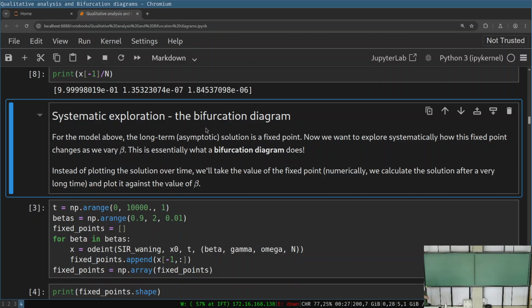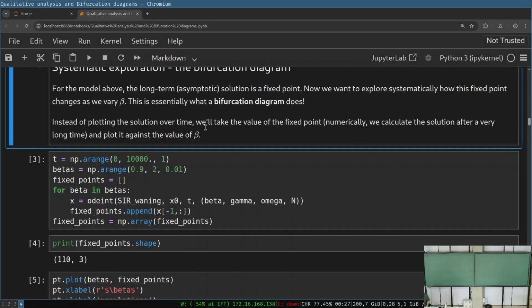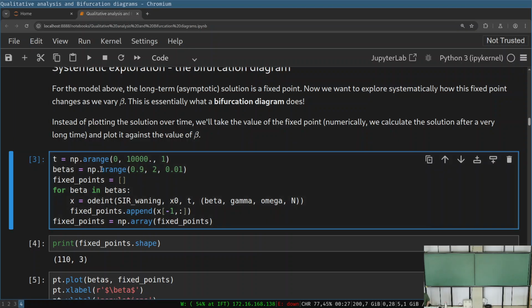And for each of them, I'm going to look at the final solution, okay? After a long time, the final solution. Pretty much like I just did with the final size of the epidemic. I run for several values of beta. So here I choose this range of betas from 0.9 until 2, with steps of 0.01. And I choose, again, you see this is a very large time. Why a very large time? Because I want to be sure that I already reached the equilibrium, right? There are no oscillations going on still and so on, okay?